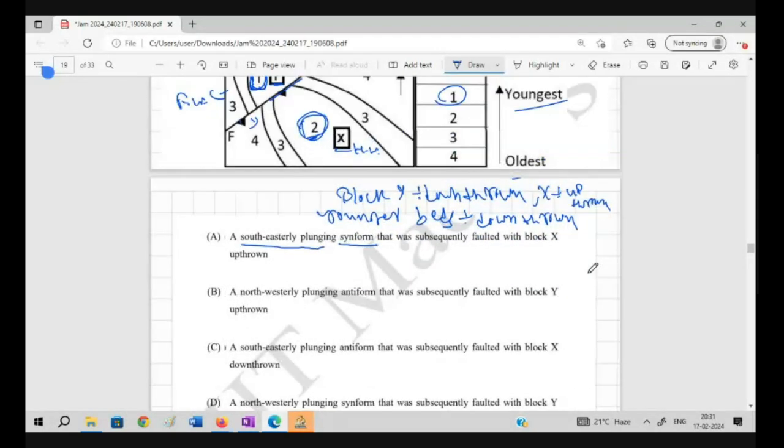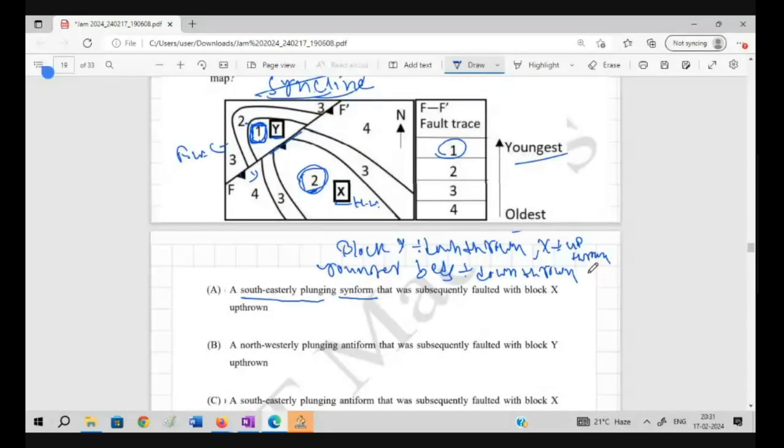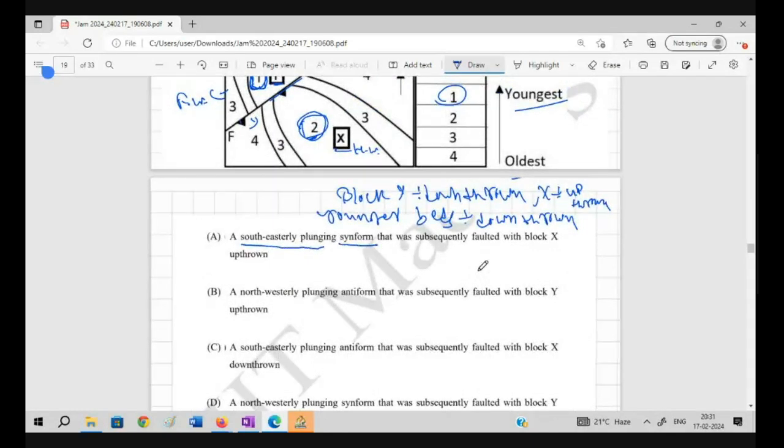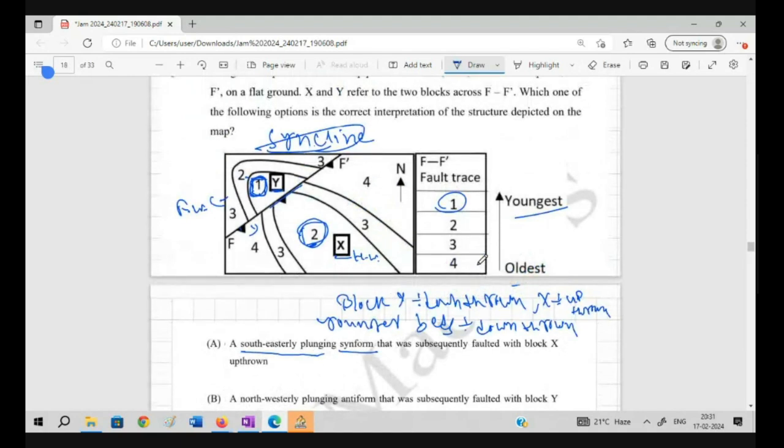Sir, can we look at one MSQ? I had a doubt in it. We'll go gradually, don't worry. Let us solve this first, then we can go. We'll go sequentially. Just hold.